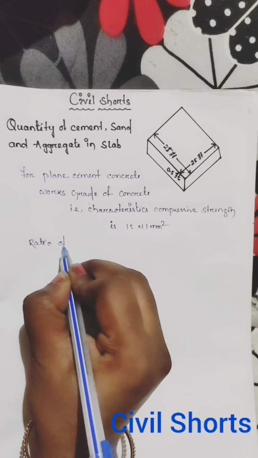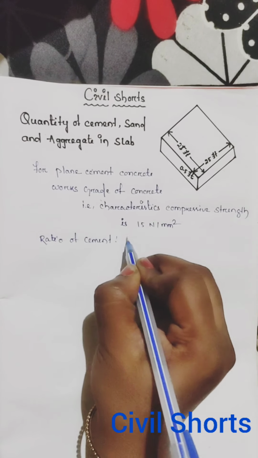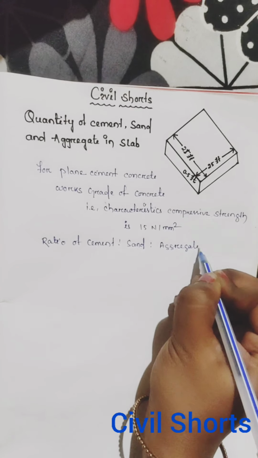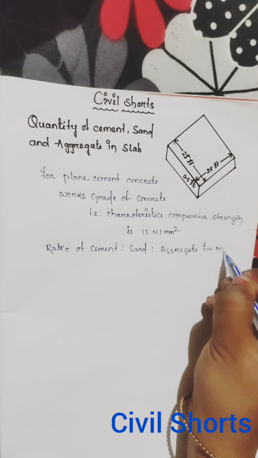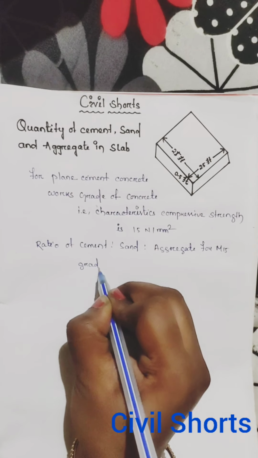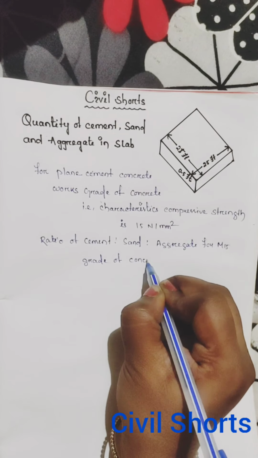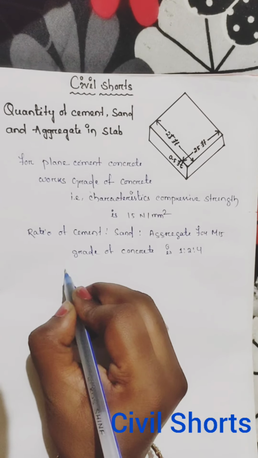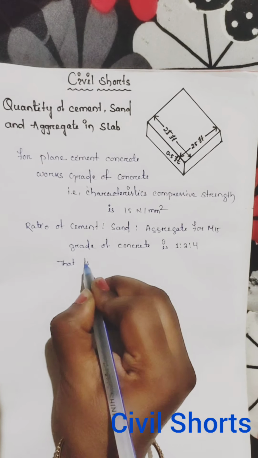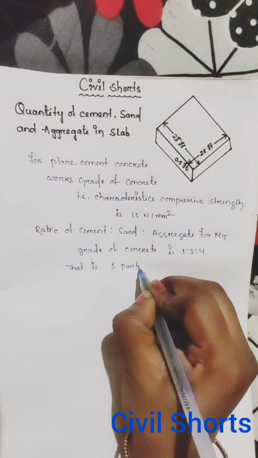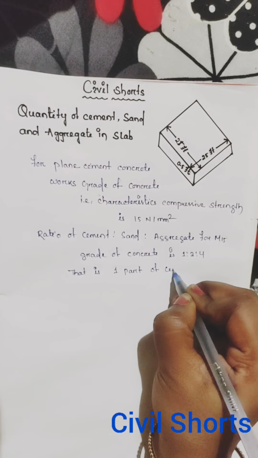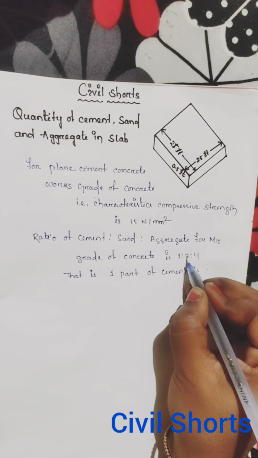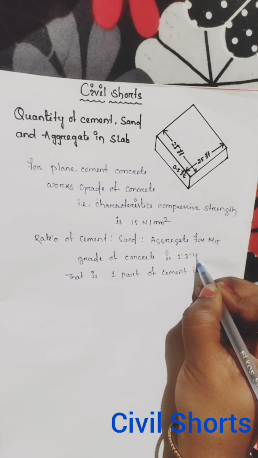The ratio of cement, sand, aggregate for M15 grade of concrete is 1:2:4. That is 1 part of cement mixed with 2 parts of sand and 4 parts of coarse aggregate.